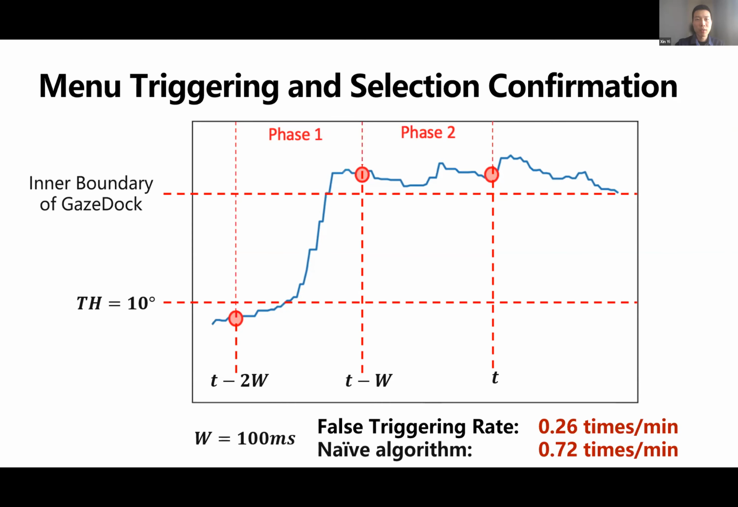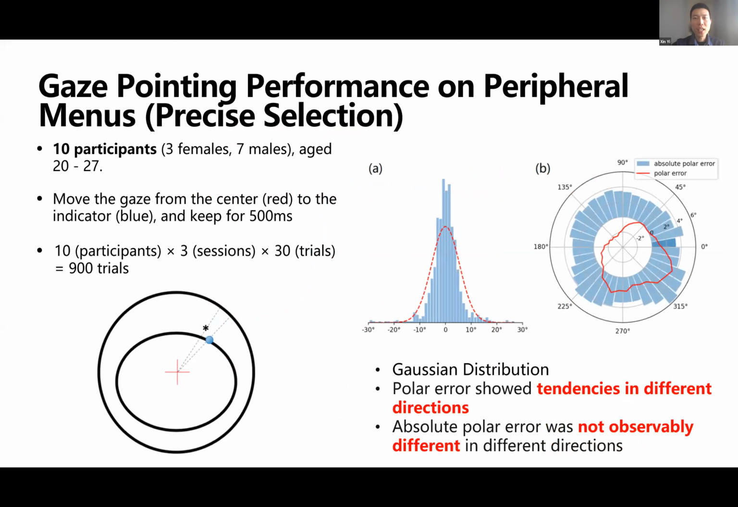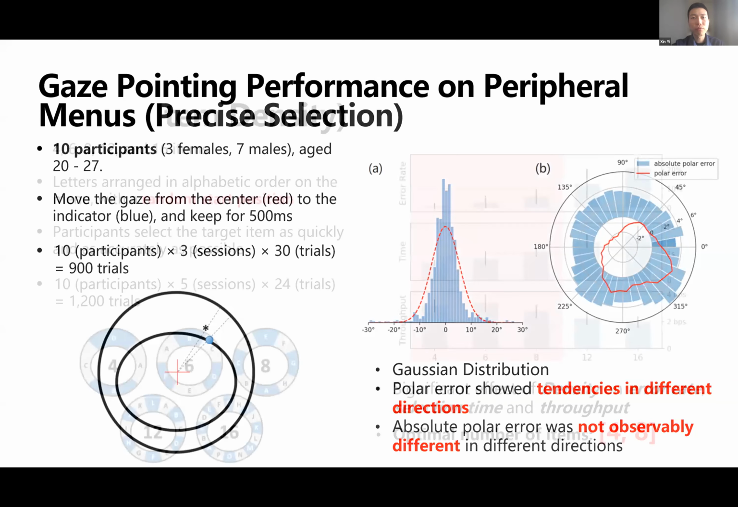To model the participants' gaze pointing ability on GazeDock, we conducted another user study with precise selection tasks and different item densities, respectively. For the precise selection task, the participants were asked to move the gaze from the center to the indicator and keep for 500 milliseconds. We found that the angular error followed well with a univariate Gaussian distribution, and polar error showed tendencies in different directions, whereas absolute polar error was not observably different in different directions.